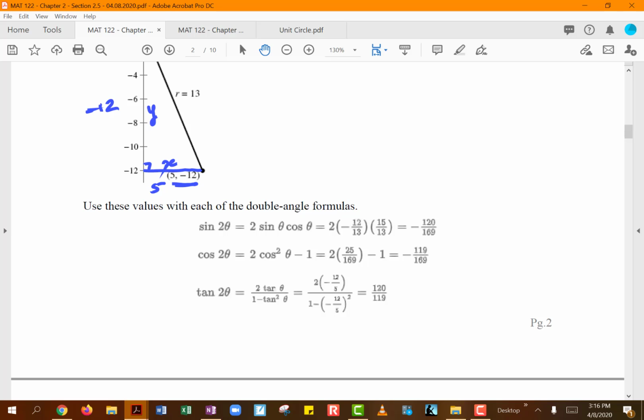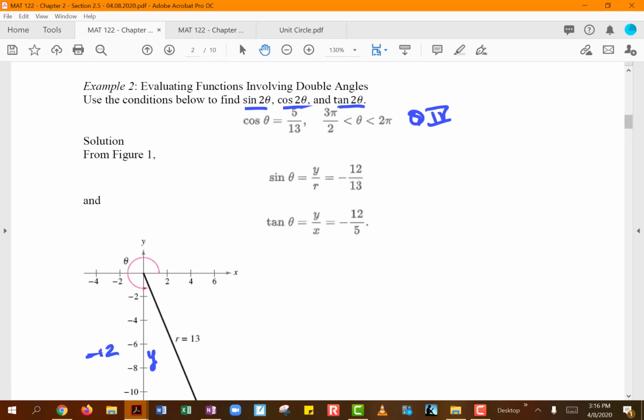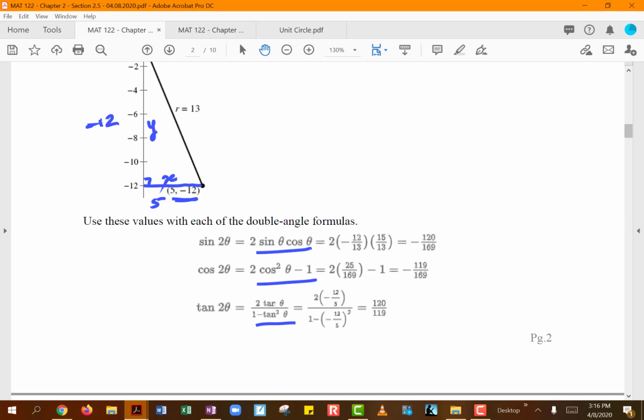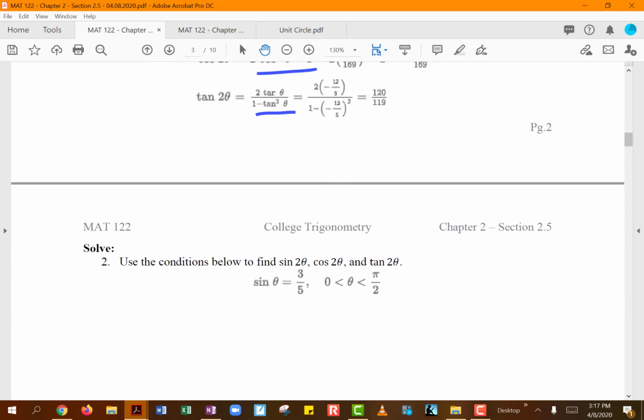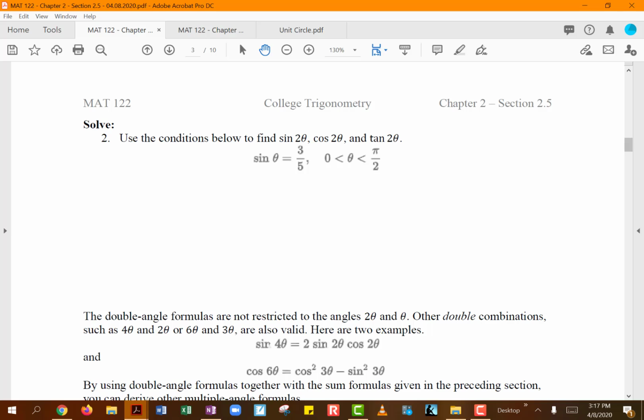So you are using those double angle definitions over here, and then just substituting in for your sine of theta, cosine of theta, tangent of theta based on these numbers that I have over here, and you can then simplify your answers and come up with your answers that way. Okay, so we have a similar example to that with us here.